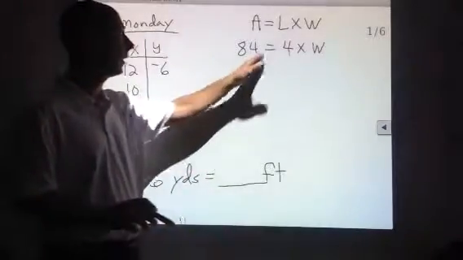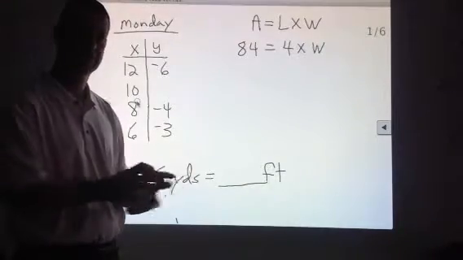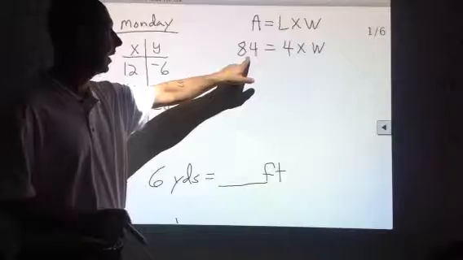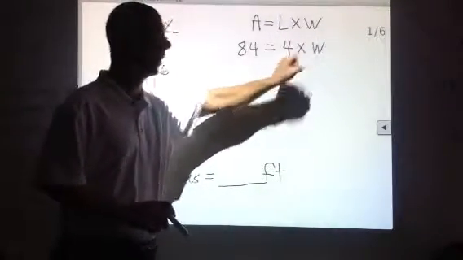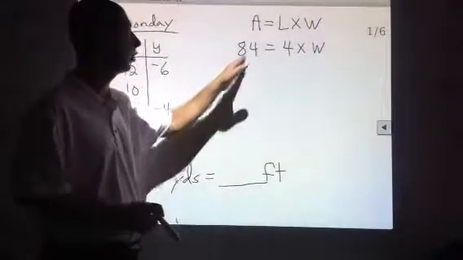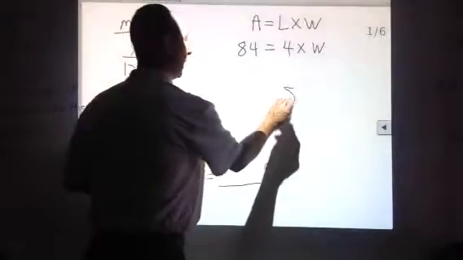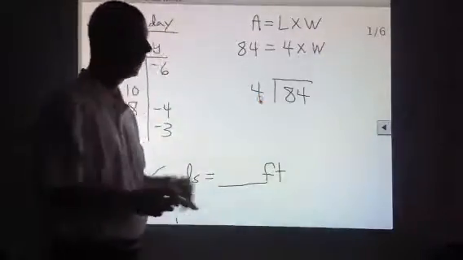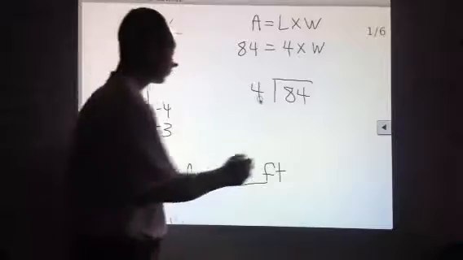Another one that you have on Monday is an area of a rectangle problem. Area equals length times width. You're given the area of 84. You're given the length of 4, and you have to find the width. So you're just solving for W here, so you got to go 84 divided by 4 to do that problem. So if you put 84 in the box, 4 on the outside, solve that, you're going to have the width of that rectangle.